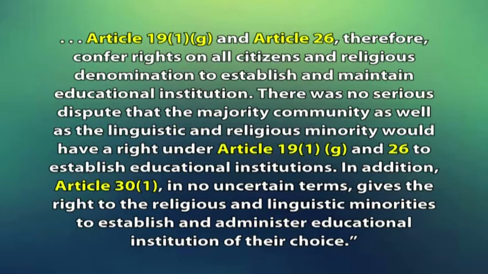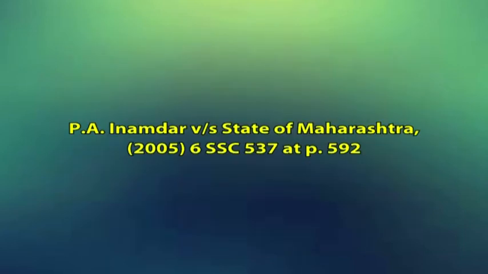There was no serious dispute that the majority community as well as the linguistic and religious minority would have a right under Article 19, Clause 1, Subclause G and Article 26 to establish educational institutions. In addition, Article 30, Clause 1 in no uncertain terms gives the right to the religious and linguistic minorities to establish and administer educational institutions of their choice. Quote end.